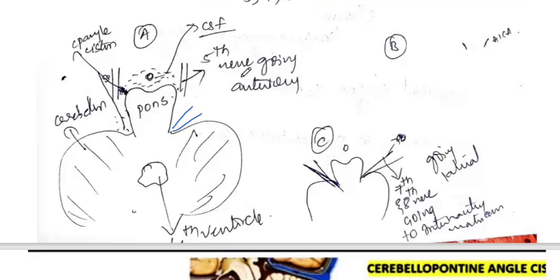This is the fifth nerve going anteriorly. This is the seventh nerve. This is the eighth nerve. The seventh and eighth are going laterally to the internal auditory meatus. So you can say the contents are.